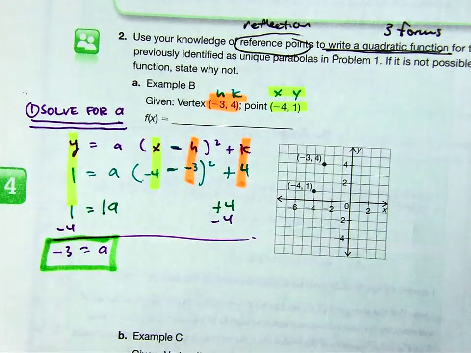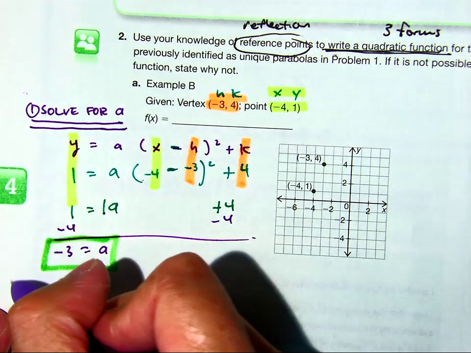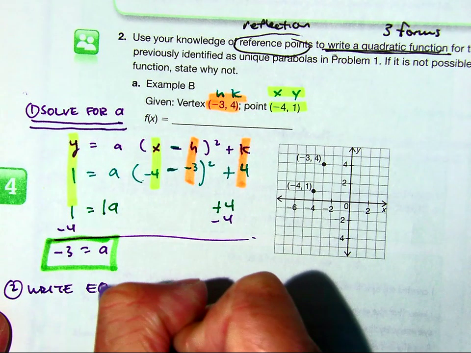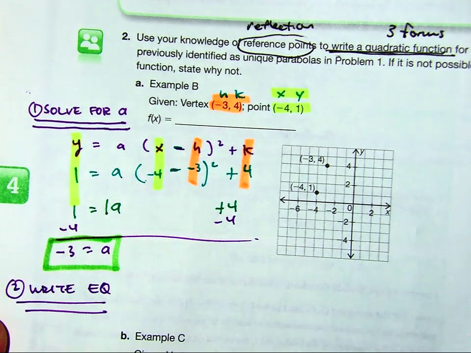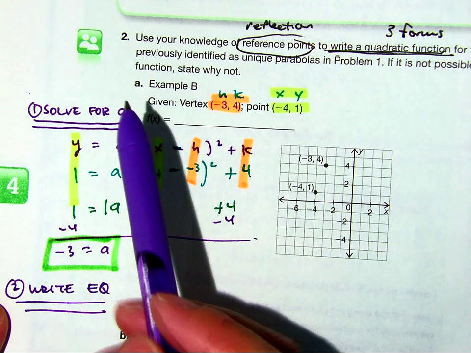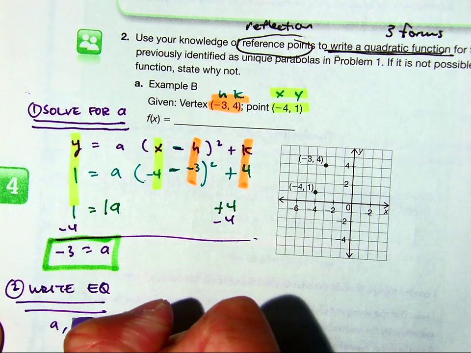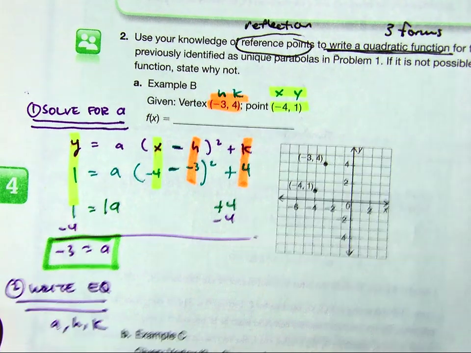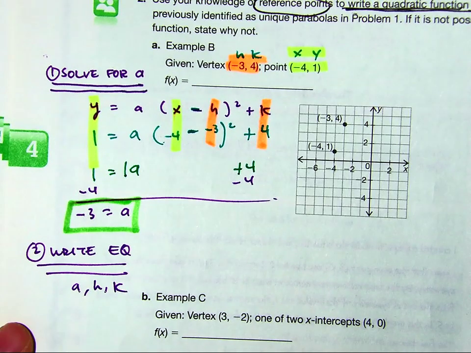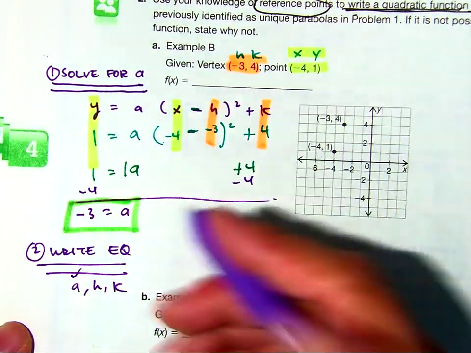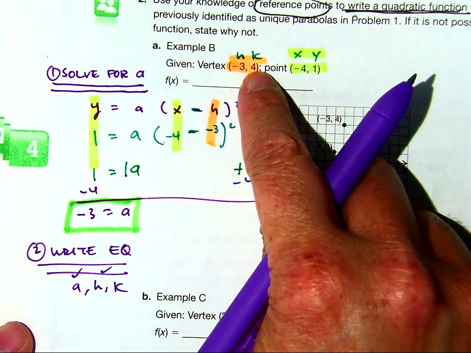The second thing I'm going to do is write my equation. Well, how do you write an equation? You already have all you need: your letters A, H, and K. So we have the A value, we have the H value, and we have the K value.